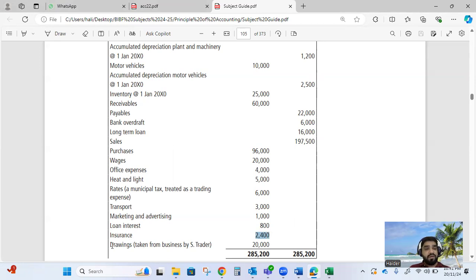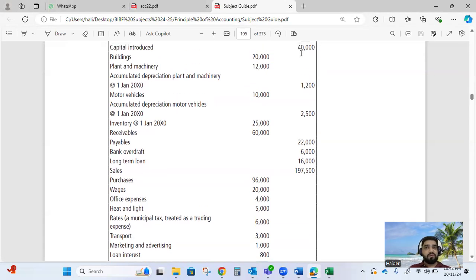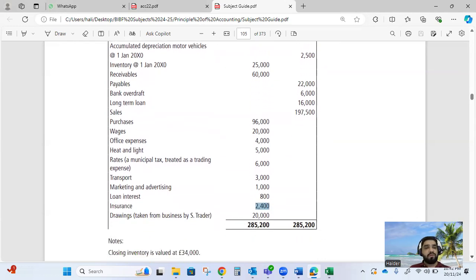Drawings, yes, it will be part of balance sheet when we will be using the formula of capital. Basically, opening capital is given to us in the beginning of the data. This is given 40,000. Then we will add net profit and then minus drawings. This will be the final closing capital in the balance sheet. So drawings 20,000 will be considered in calculation of capital account in the balance sheet.